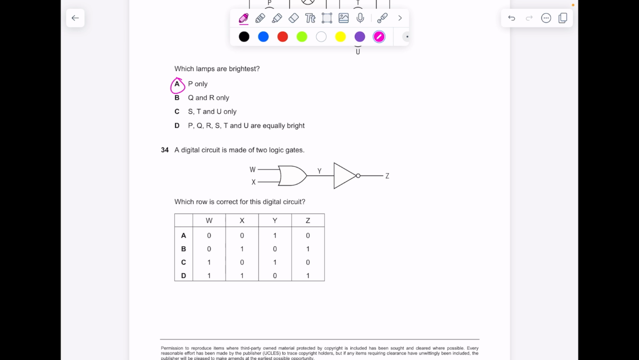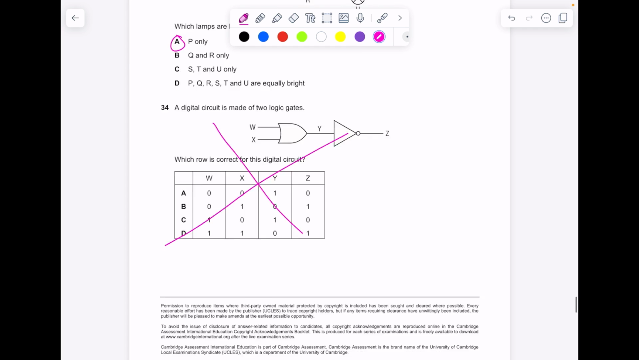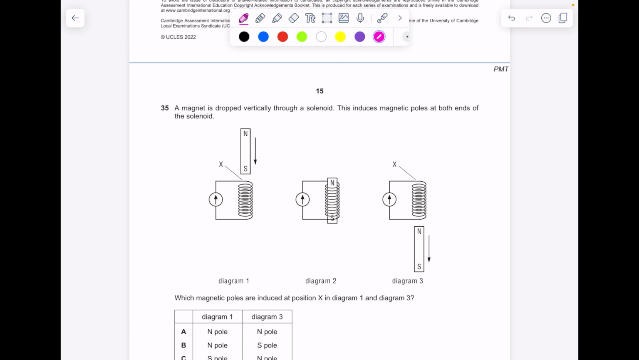Well, logic gates are no longer on the specification, so I won't be answering that today. There has been a specification change since June 22.